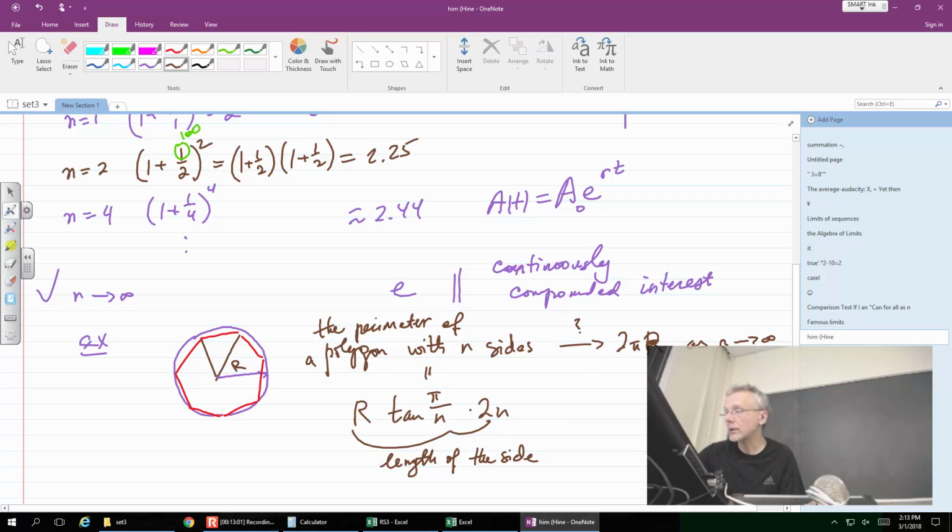Then you take the limit, and you end up with 2 pi r, and you can probably guess where this limit comes from. Why does it go where it goes? Because of those two limits that we started with, sine and cosine. Tangent is sine over cosine, so you can see how that works out. Anyway, this is just an example of sequences.